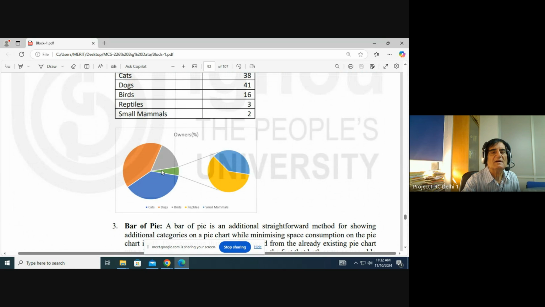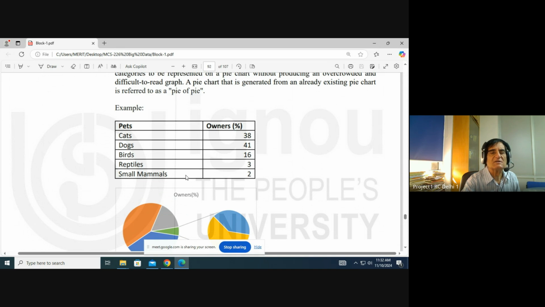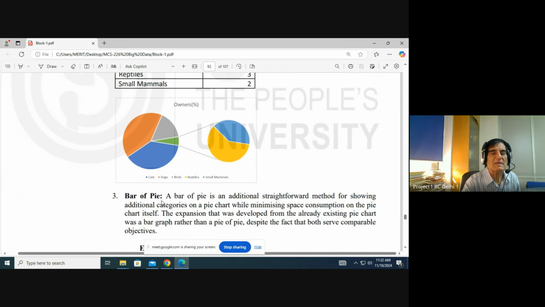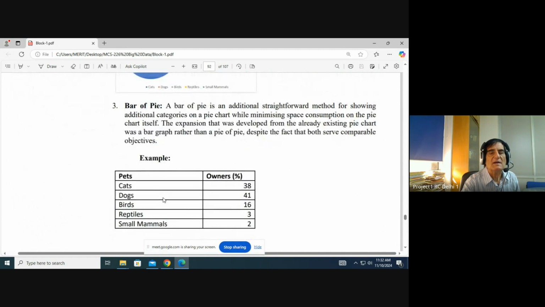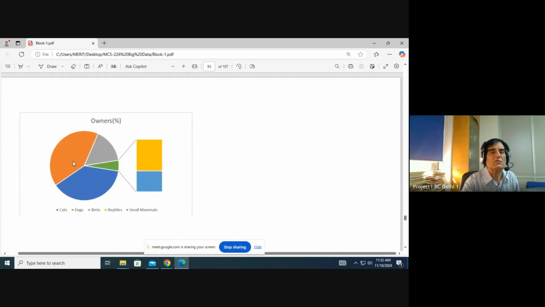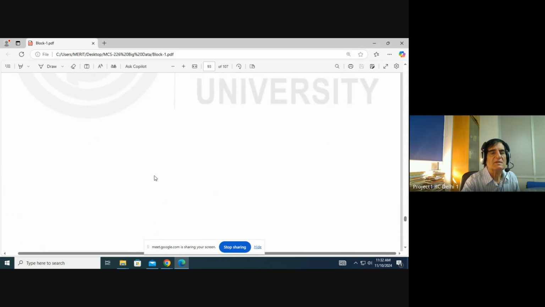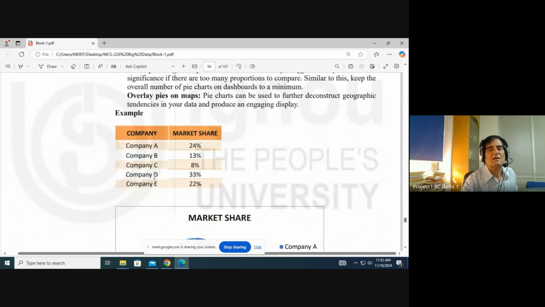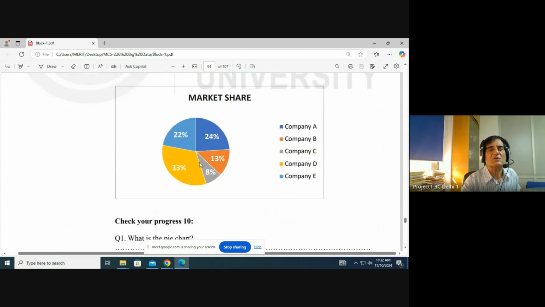पाई ऑफ पाई, this is pie of pie. Okay, so cats, dogs, and this and this. So owner, this. Bar of pie, ये this is उसमें से निकाल के ये लगा दिया, bar of pie. Then donut charts आ जाता है. Market share ये 24%, ये this is 33%, 22%, 13%, 8%. Company A, company B, company C, company D, company E.